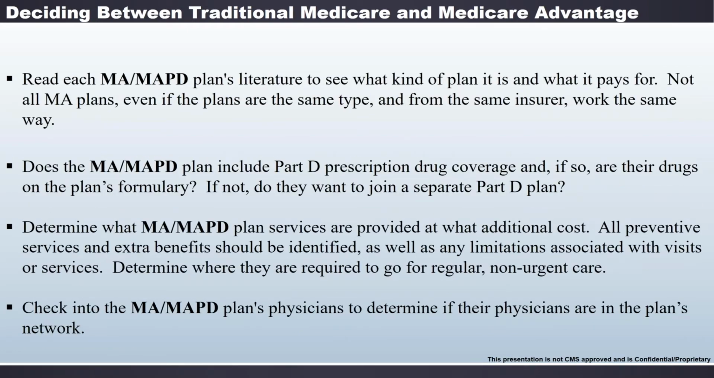Now, you've got to read that plan literature and see what kind of plan it is and what it pays for. Not all MA plans, even if they're the same type from the same insurer, work the same. You'll see that each MAPD company, like Humana or Aetna, will have multiple HMOs and multiple PPOs, and each one of those will have a different cost structure. It could even have a different network and a different maximum out-of-pocket.